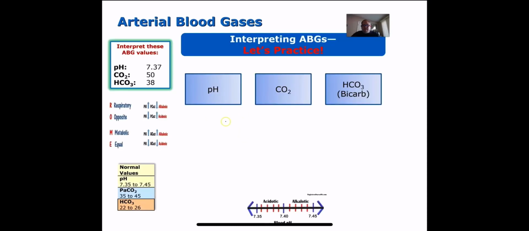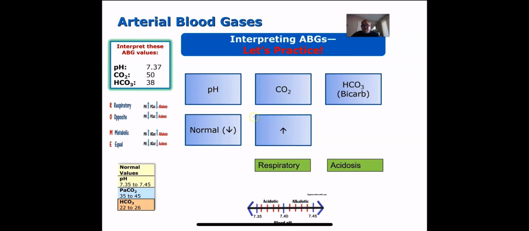Going through the next one here, you've got 7.37. Remember, 7.35 to 7.45. So it's normal, but slightly acidotic, right? So it's trending down, so it is still acidosis. Next thing you're going to do is look at your CO2. CO2 is at 50, and 50 is going up. So then you know it's going the opposite direction, so it's a respiratory issue. And then you're going to look at your bicarb. Your bicarb is 38. So 38 is definitely above the 26, right?